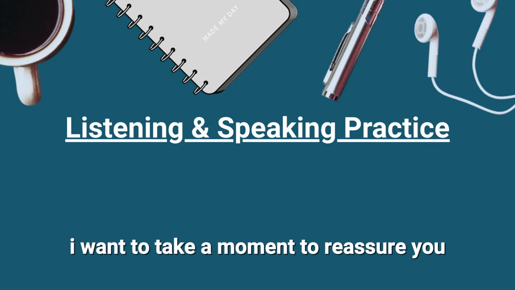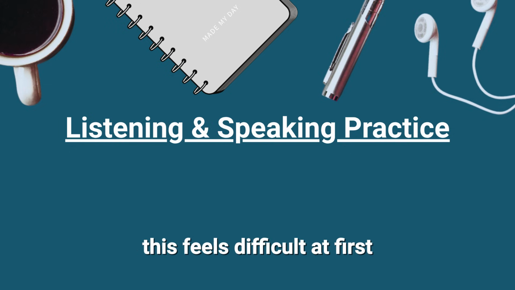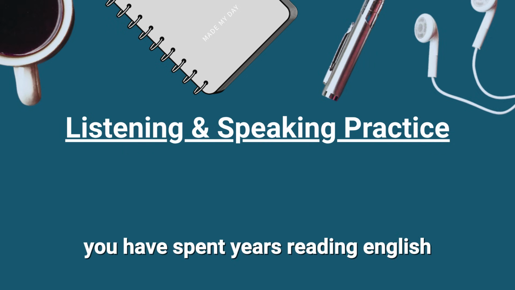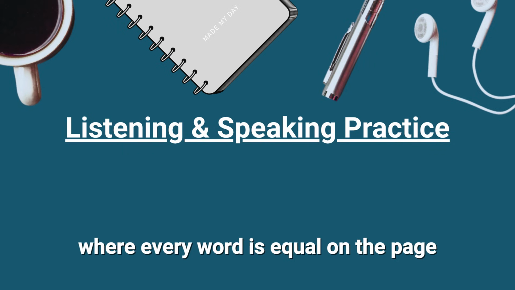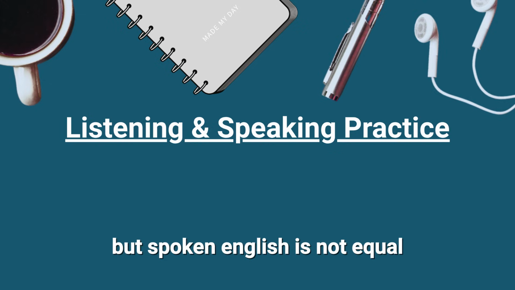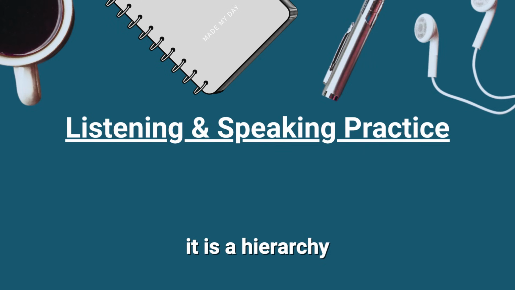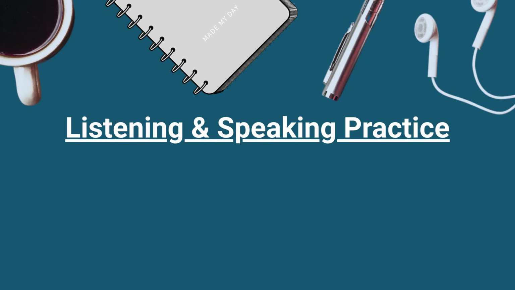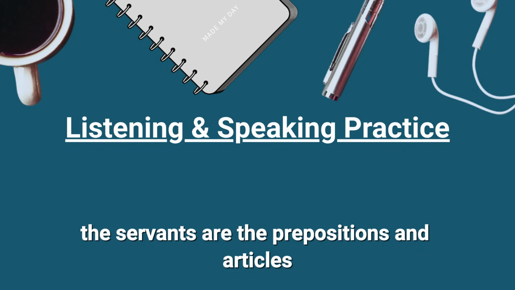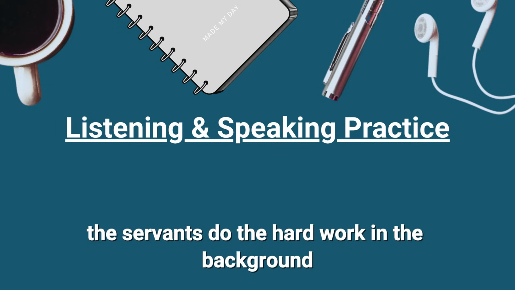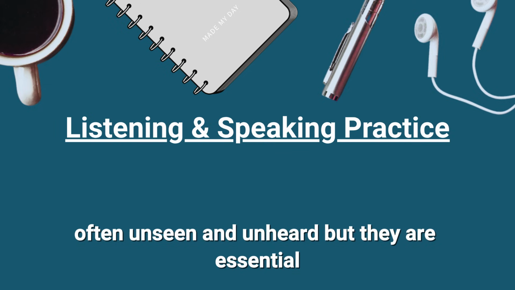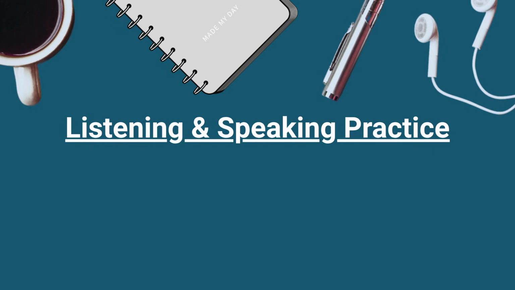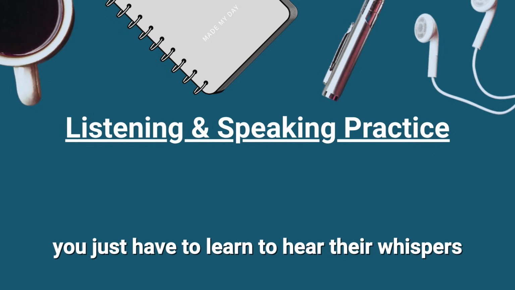I want to take a moment to reassure you. This feels difficult at first. You have spent years reading English where every word is equal on the page. But spoken English is not equal. It is a hierarchy. The kings and queens are the nouns and verbs. The servants are the prepositions and articles. The servants do the hard work in the background, often unseen and unheard. But they are essential. You just have to learn to hear their whispers.